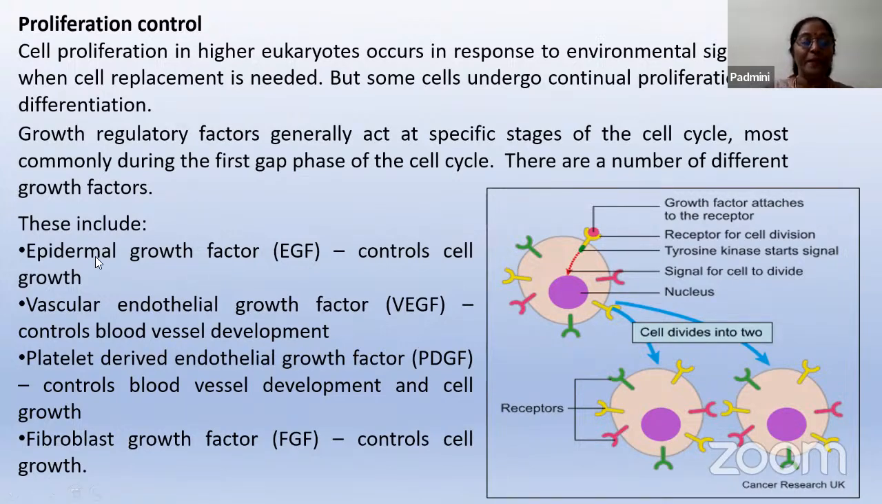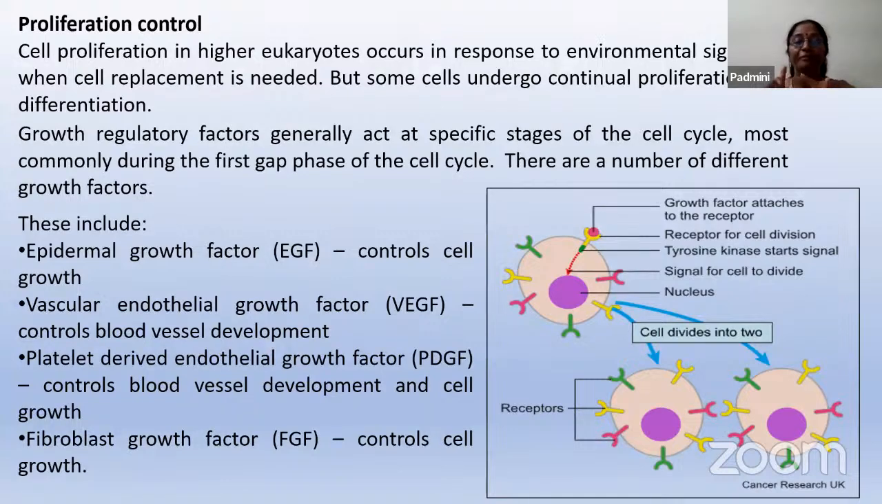And there are a number of different growth factors involved. What are they? Epidermal growth factors, which control cell growth. Vascular endothelial growth factors, which control blood vessel development, because you don't need blood vessels everywhere; it has to be controlled. Platelet-derived growth factors control blood vessel development and cell growth. And fibroblast growth factors control cell growth. So these are the growth factors that control cells from proliferation. Excess proliferation has to be controlled, and these are the factors which control the proliferation.